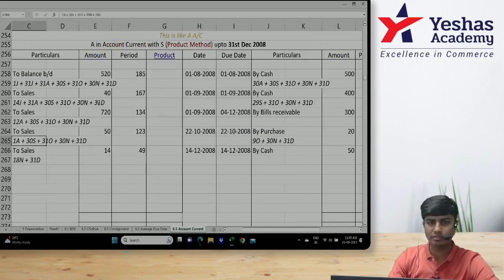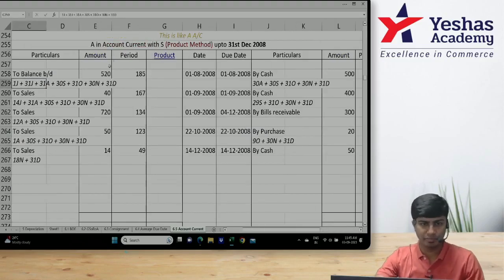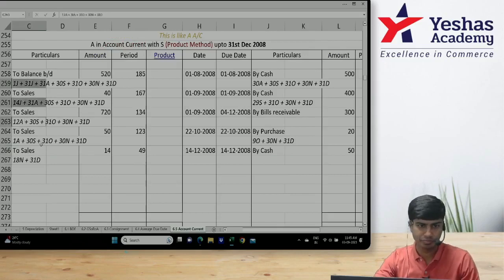Shall we find the product? 520 into 185. One second, I'll change the color of these items.